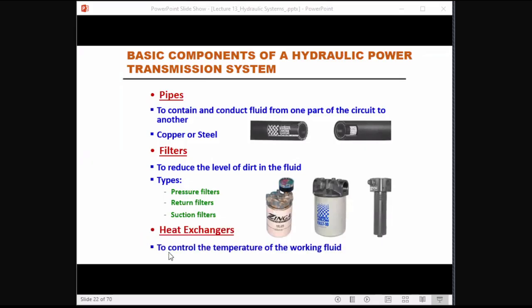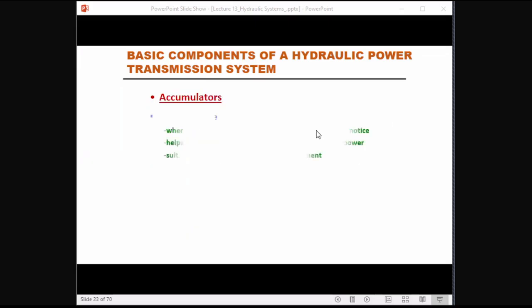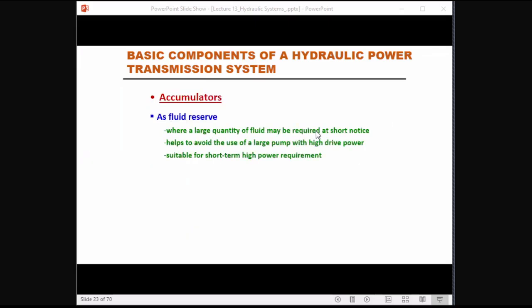Then a heat exchanger is used to control the temperature of the working fluid. Okay. Using a heat exchanger, we can reduce the fluid temperature. Okay. Accumulator.